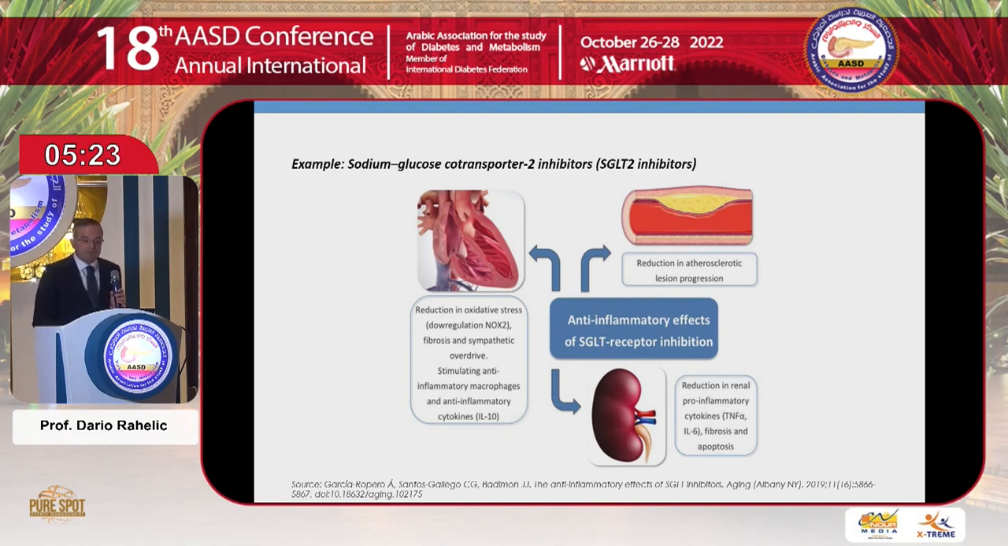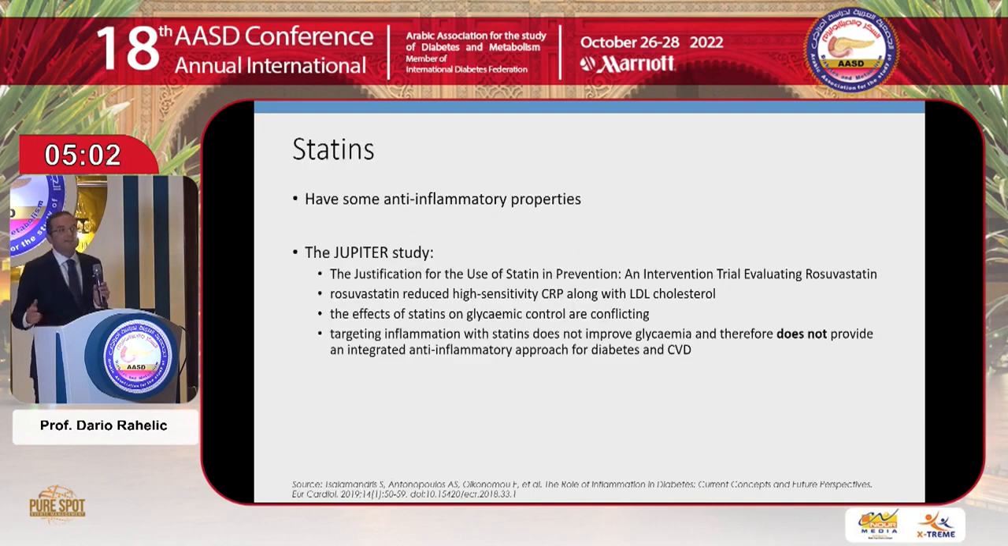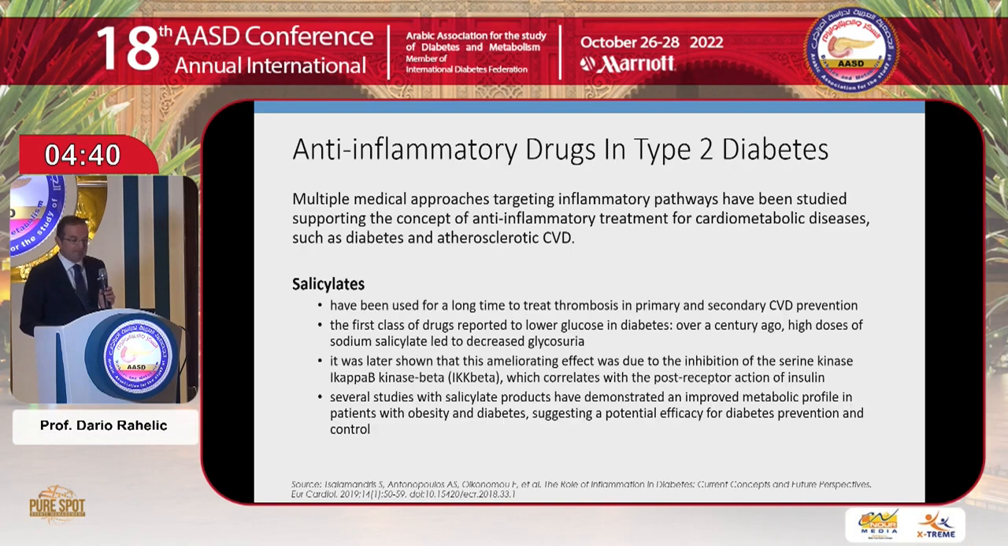So according to cardiovascular risk reduction, reduction in atherosclerosis progression of plaques, but also reduction in renal pro-inflammatory cytokines, fibrosis and apoptosis in the kidney can cause better renoprotective effect of SGLT2 inhibitors. On the other side, there is no doubt that statin can have a pleiotropic effect, including anti-inflammatory effect, but targeting inflammation with statin does not improve glycemia, so there is not enough proof to say that statins provide an anti-inflammatory approach for people with diabetes and cardiovascular disease.